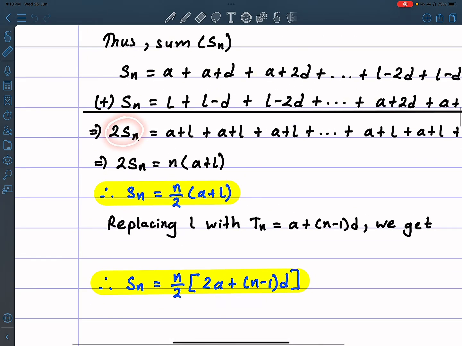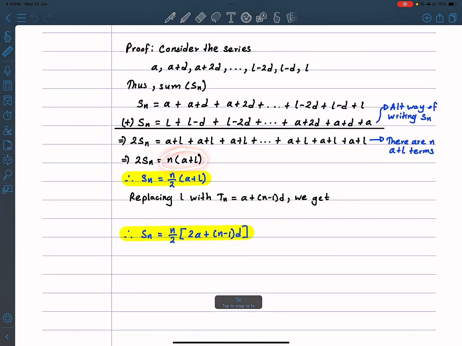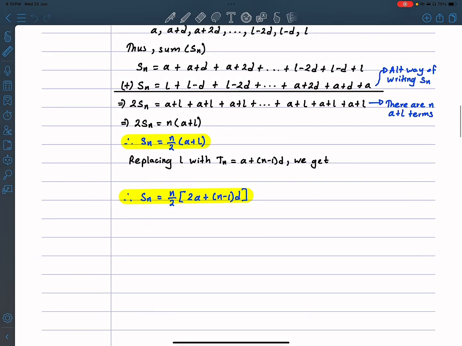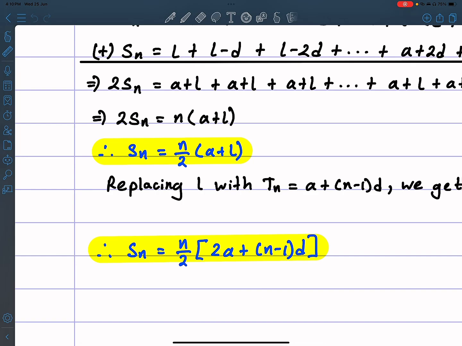So on the left-hand side, it becomes 2 S of n, and on the right-hand side, it becomes n times (a plus l), because there are n terms in this progression, and there are n a plus l's. So solving for S of n, we get S of n equals n by 2 times (a plus l).